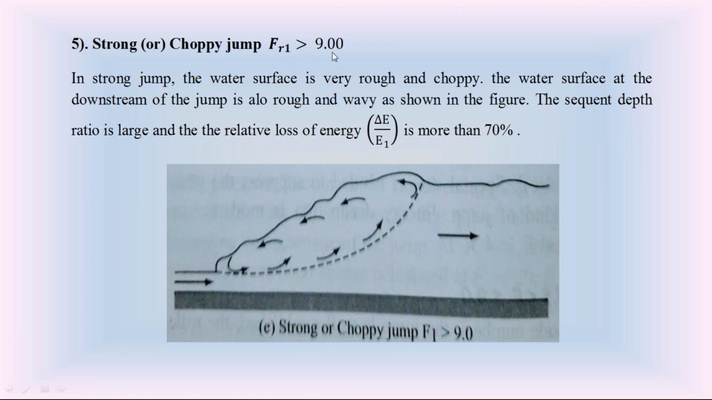So check those ranges, please. For the angular hydraulic jump, the Froude number is between 1 and 2.5. From that, we come to the fifth one: for the strong hydraulic jump, FR1 is greater than 9.